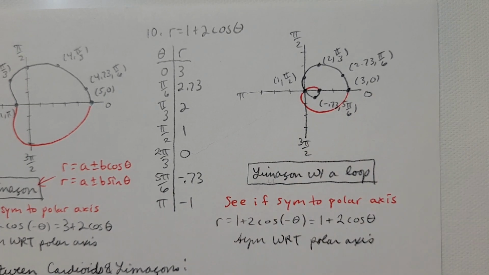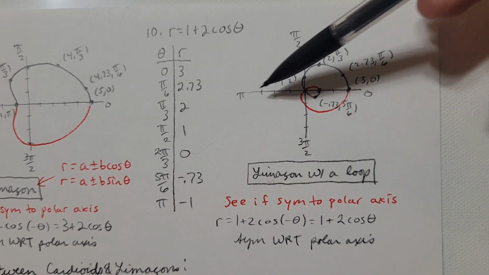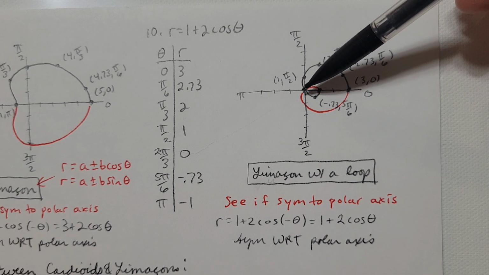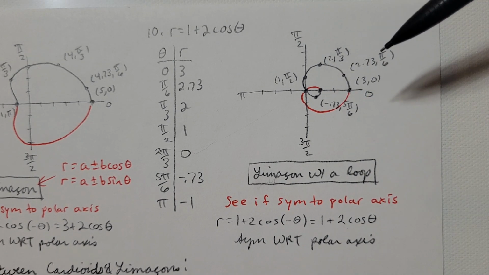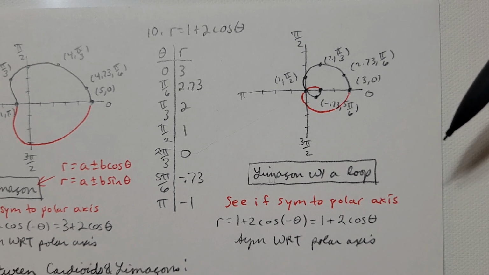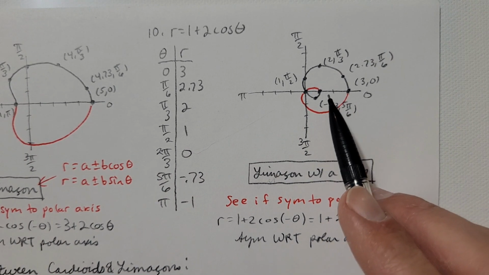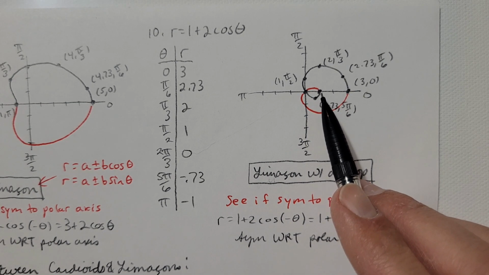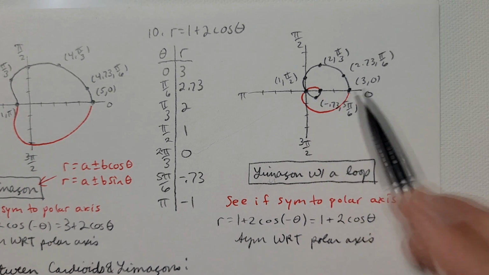And then I'm selecting one more value here. If theta is pi, cosine pi is negative 1. 1 minus 2 is negative 1. So on the pi axis, I need to go out to the right 1 unit and plot that next point. Again, points have many different ways to write them in polar coordinates. So (1, pi) is the same thing as (negative 1, 0).